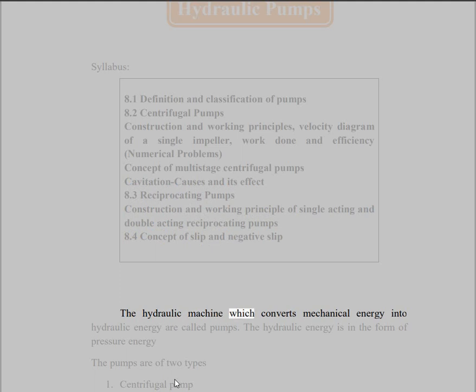The hydraulic machines which convert mechanical energy into hydraulic energy are called pumps. The hydraulic energy is in the form of pressure energy. The pumps are of two types: 1. Centrifugal pump. 2. Reciprocating pump.